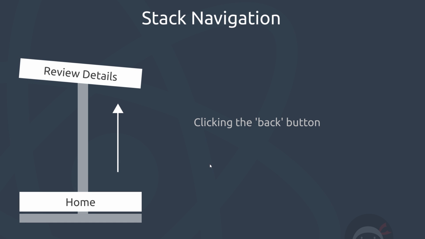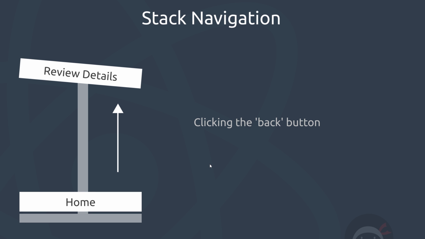Now, we're not going to be using a stack navigator to navigate to the about screen. We're only going to be using the stack navigator to navigate between these two screens, the home screen and the review details screen. And that's because we're going to use a different type of navigation later on to navigate to the about screen. But anyway, that is the basis of stack navigation right there in React Native. And there are additional things we can do with this stack, which we will see later. But first though, let's set up our app to be able to use navigation.